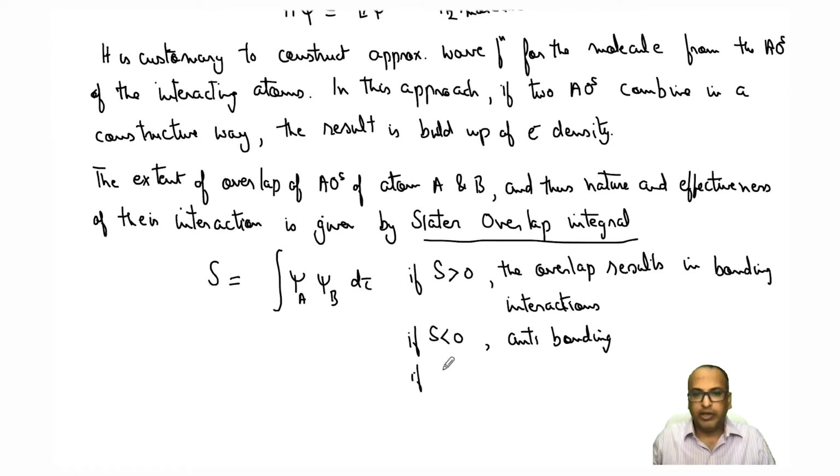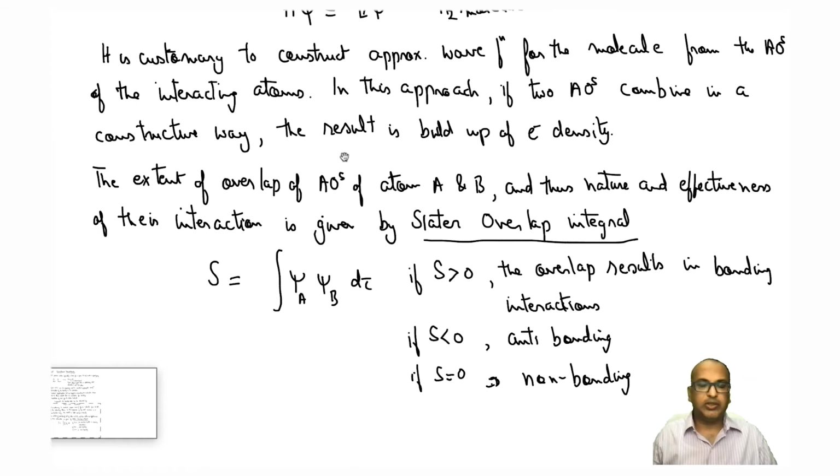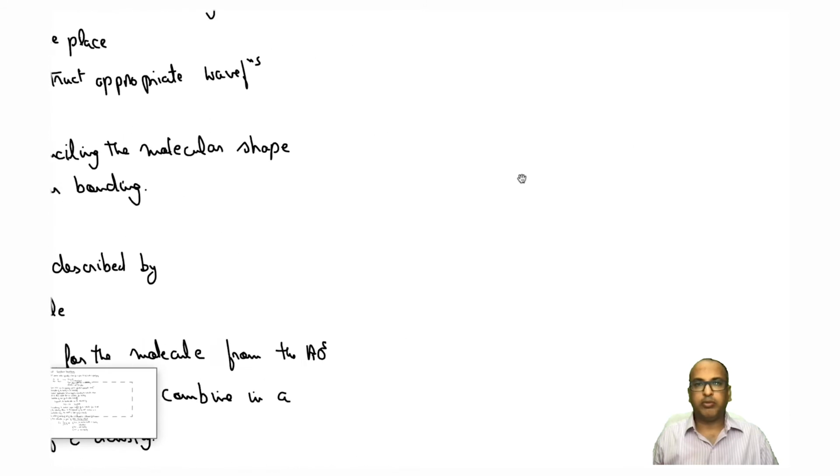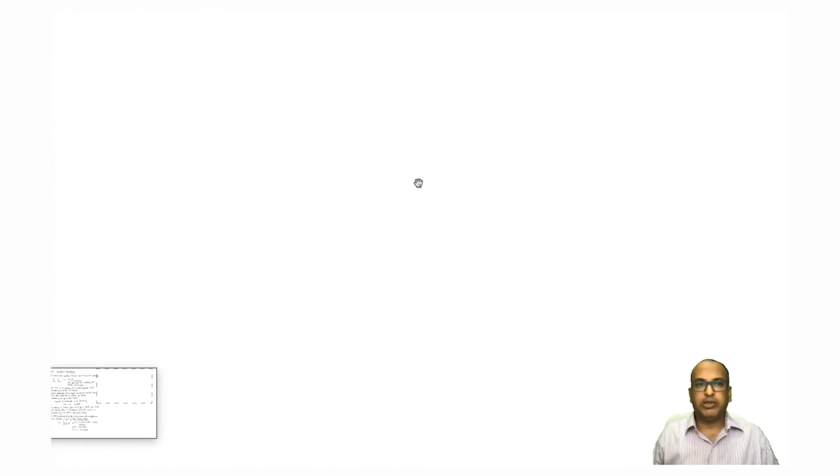And if S is equal to 0, it is possible, right? Then it is non-bonding interaction. So now, to understand this, let us actually draw the balloon diagram of these orbitals, which will help us understand how the bonding and anti-bonding and non-bonding interactions work out.